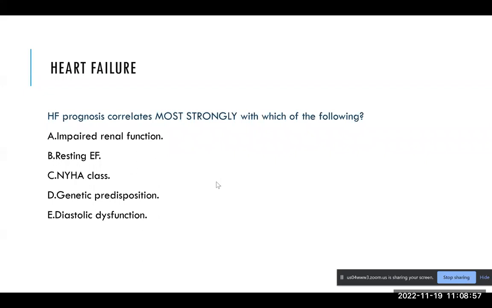Heart failure prognosis most strongly with which of the following? So all of these have been associated, but one of them is... I think the E is the correct answer. E, diastolic dysfunction.